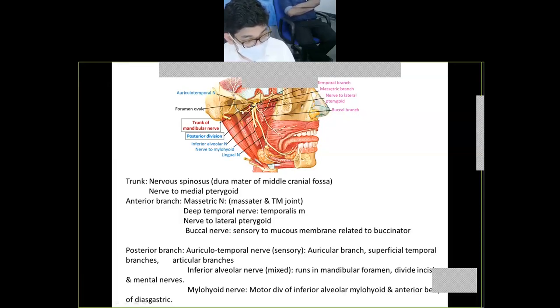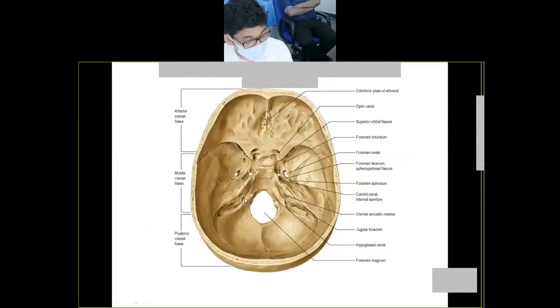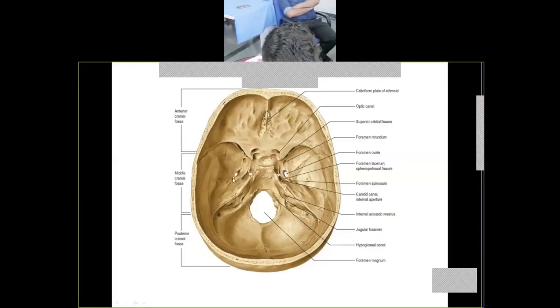Now this artery, the middle meningeal artery, also passes through the foramen spinosum. So what are the two other things which were passing through the foramen spinosum?